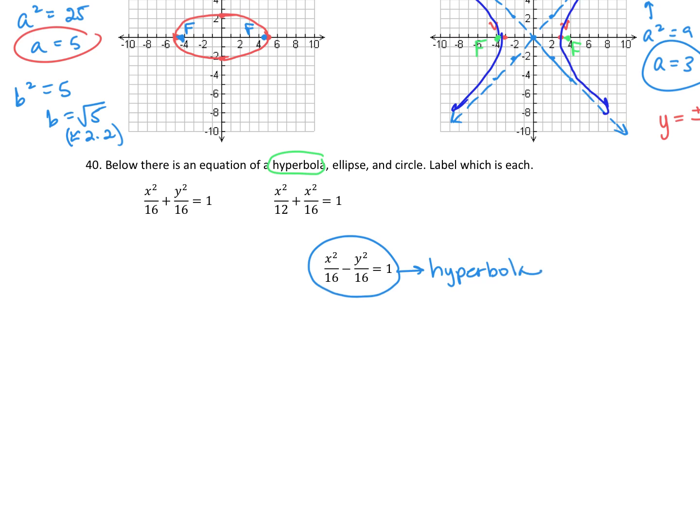Okay, so between the other two equations, how do we know which one is a circle and which one is an ellipse? So these equations look pretty identical. The difference is this one has a 16 and a 16, and this one has a 12 and a 16. So if we look at this 12 and the 16 for an ellipse, oh, and there's also a typo. Do you guys see it? This should be a y squared.